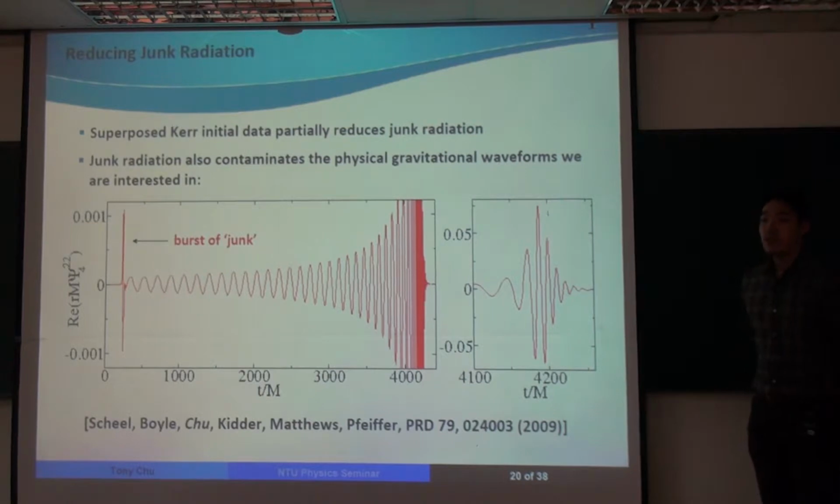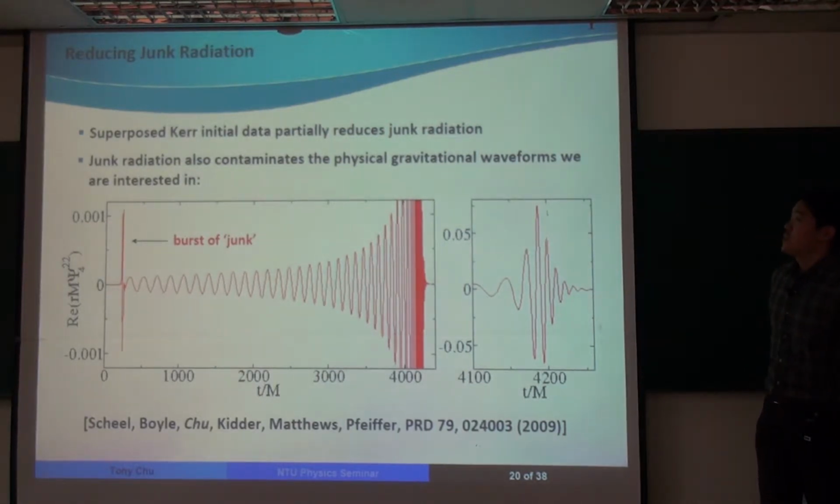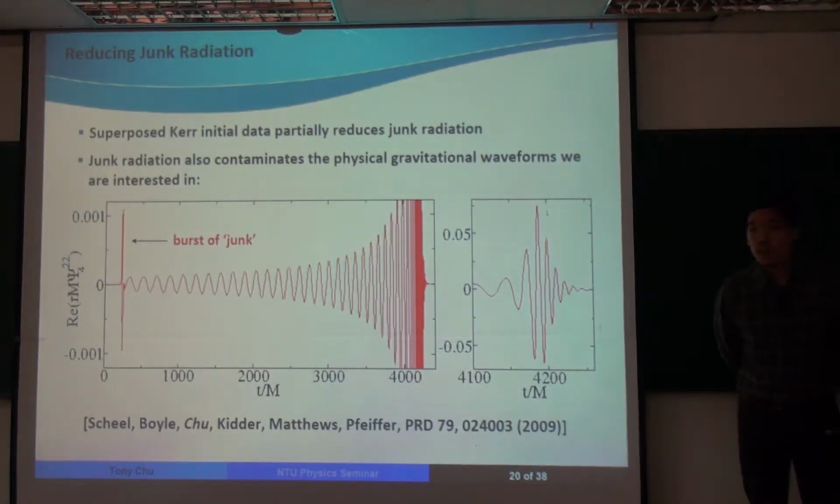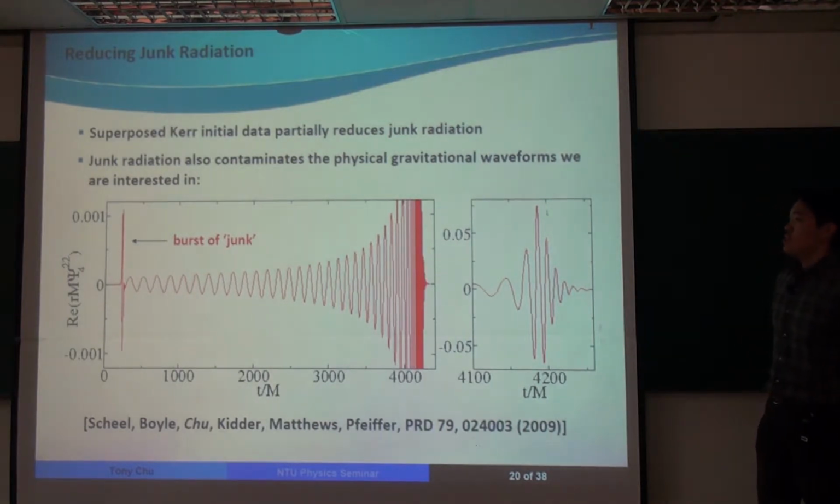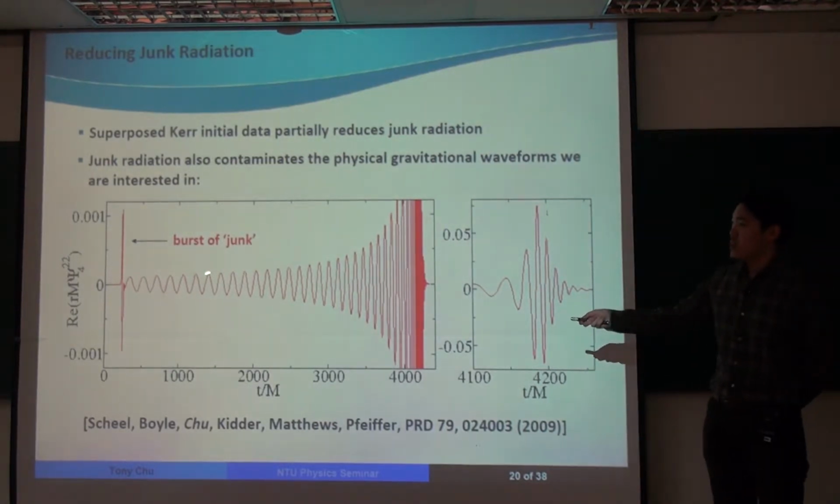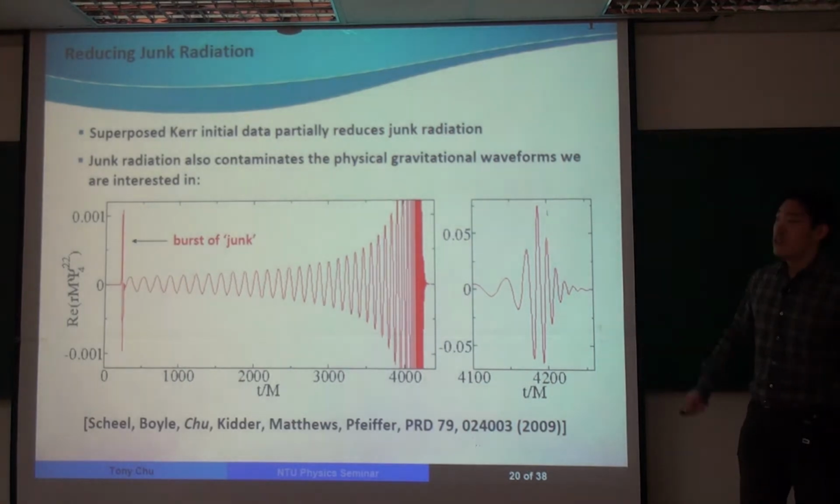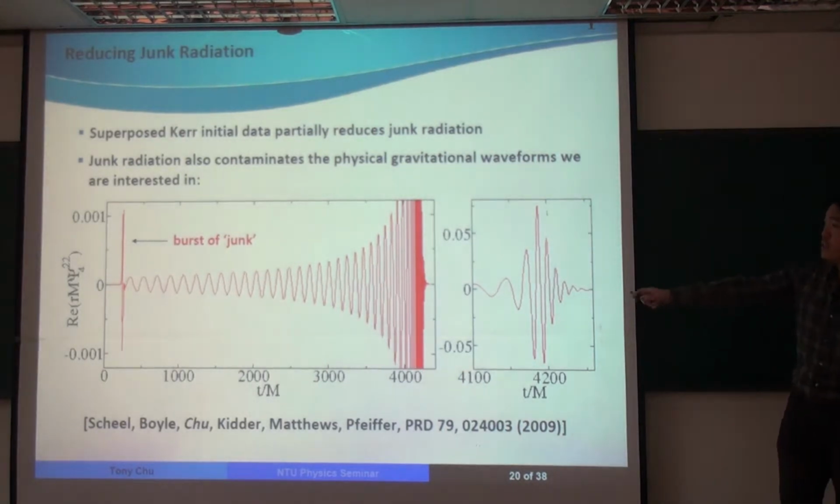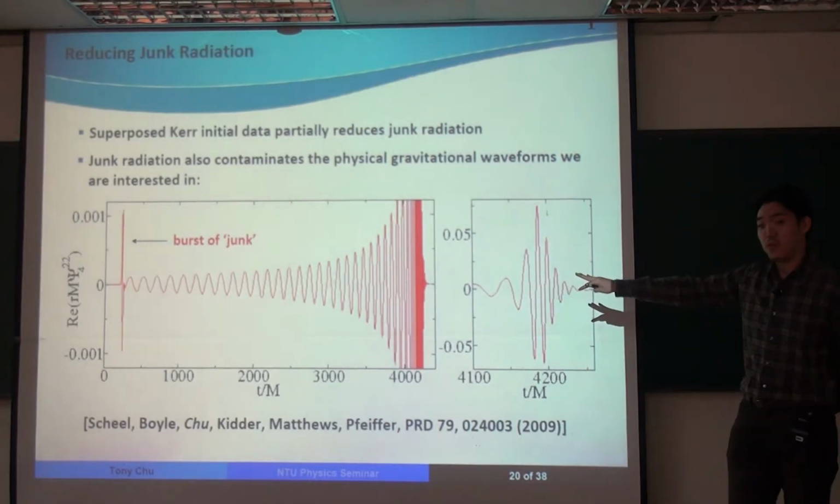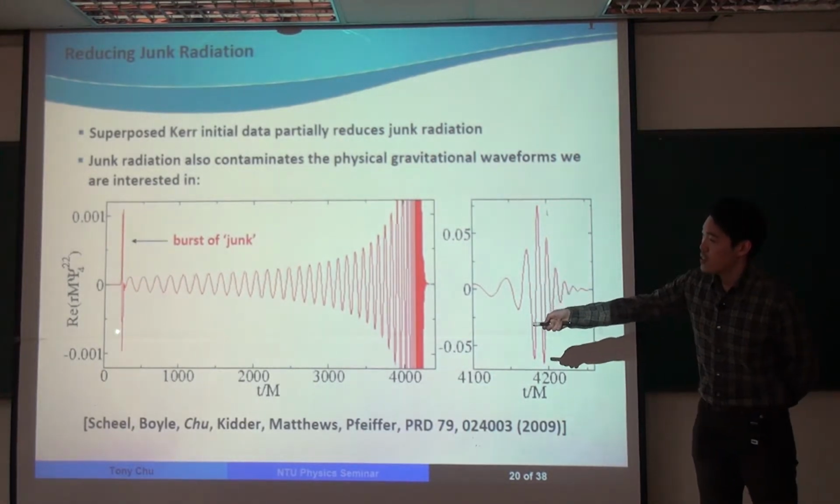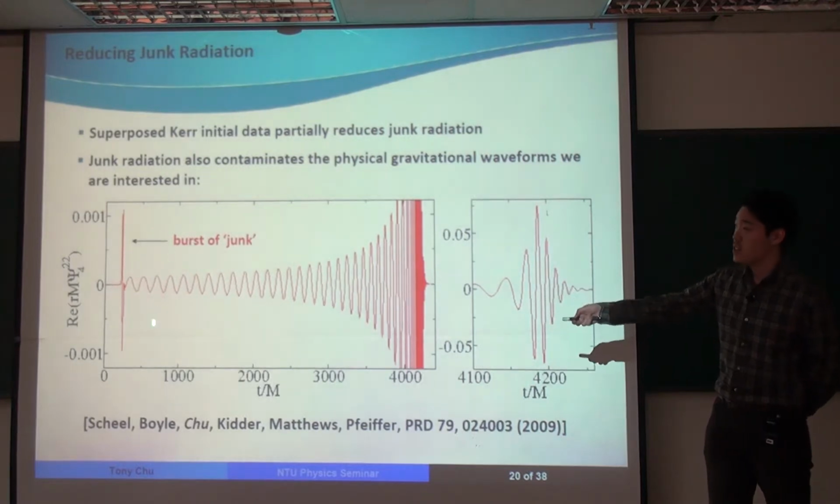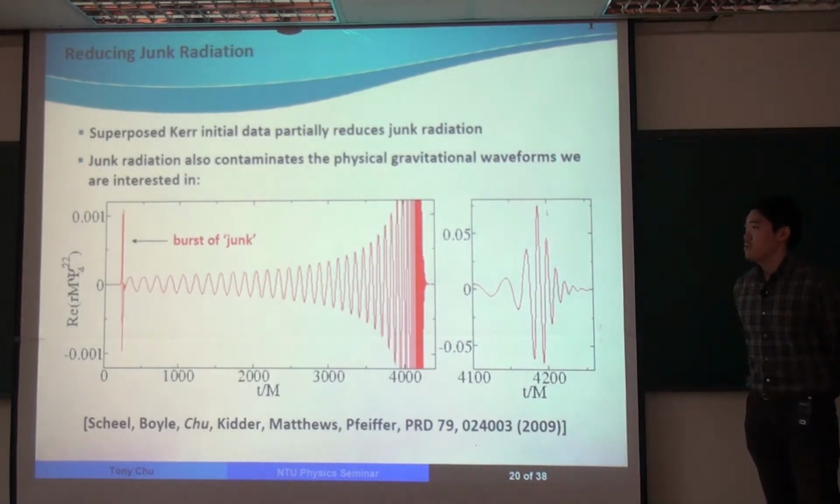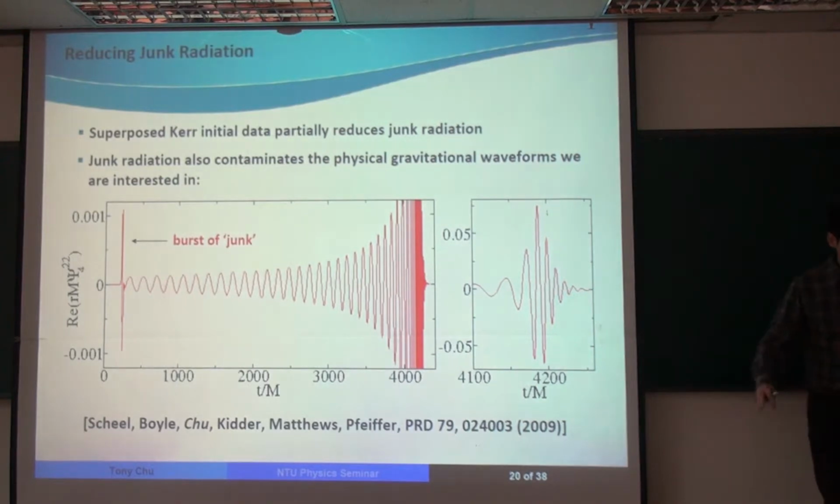So I mentioned the problem of junk radiation in our simulations and how it reduces the spins of the black holes. Well, it also messes up the actual gravitational waveforms from our simulation. And so we want to get rid of this junk radiation as much as possible. So this is a picture of a typical waveform from a simulation. And at early times, there's this burst, this spike in the waveform, and that is the junk radiation. We want to get rid of that.